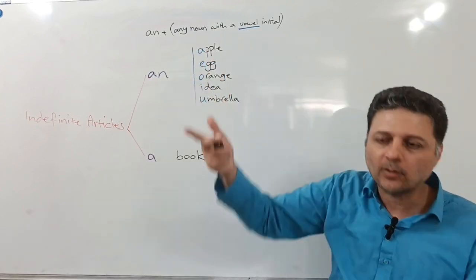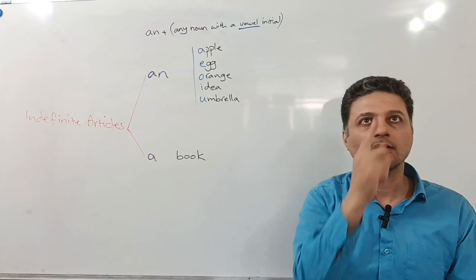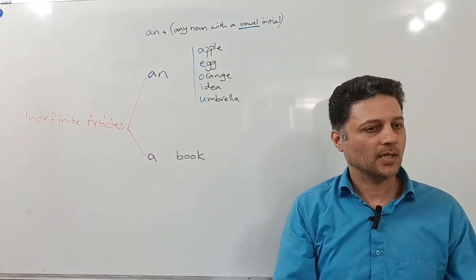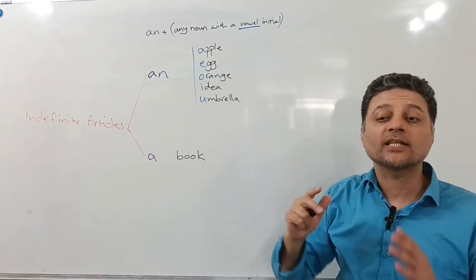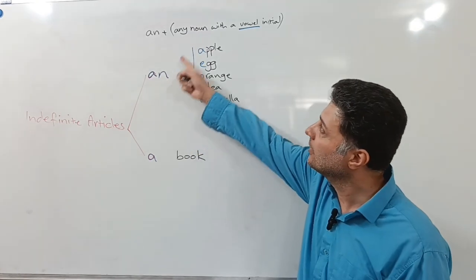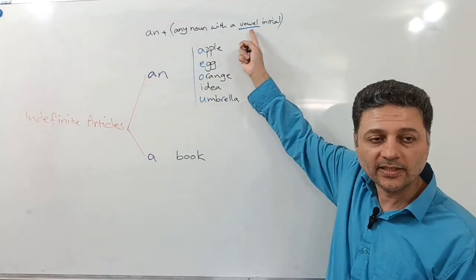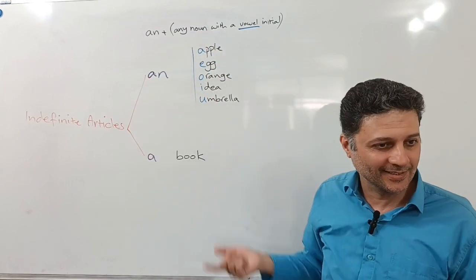If it starts with a vowel sound, yes, umbrella. An hour. It's owl, that is a vowel. So you say an hour. Okay? So it's safe to say, more academic to learn, that we use an before any nouns that start with a vowel sound. Not these letters only. Okay?